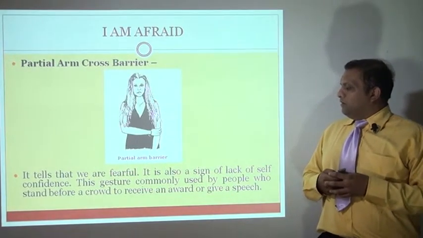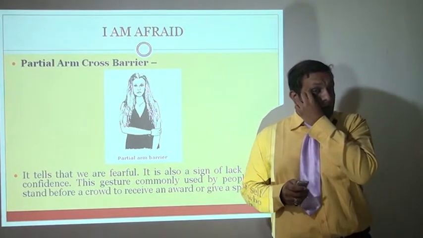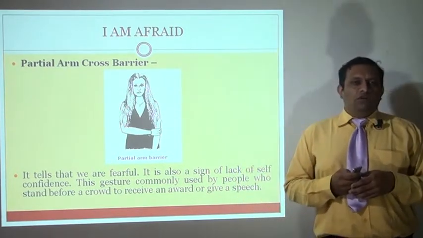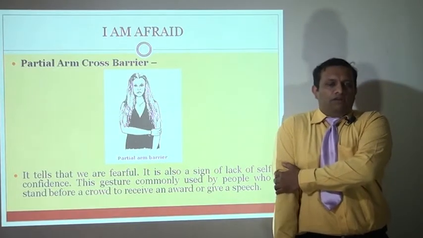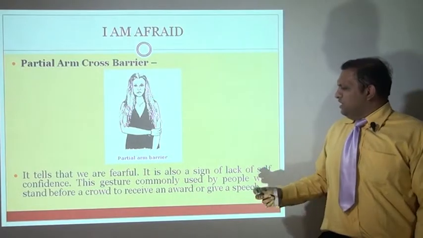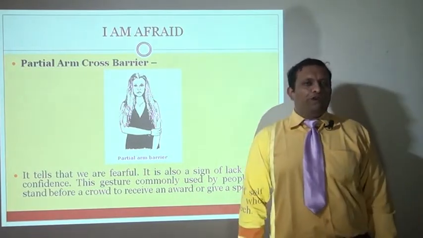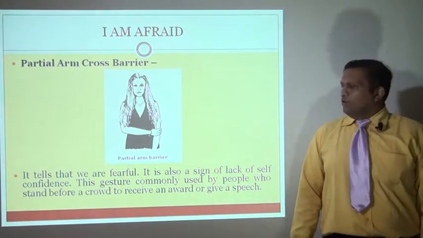Partial arms cross barrier. This is a sign of fear. This is seen in all genders, male to female, wherein a person standing casually puts his right arm across the left one or the left arm across the right one. It tells that you are truly afraid about something that is coming or something that you have overheard during the conversation.